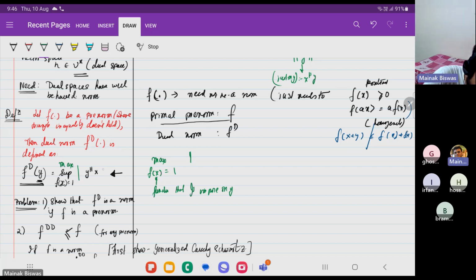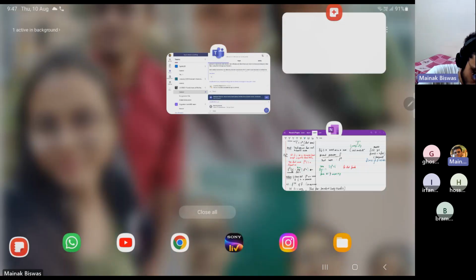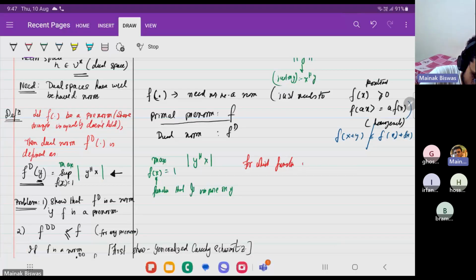Just put a norm here, y Hermitian x. Is this understandable? So I am seeing for which function my inner product is getting maximized. That is known as the dual norm. For which function is my dual norm, my inner product maximized?